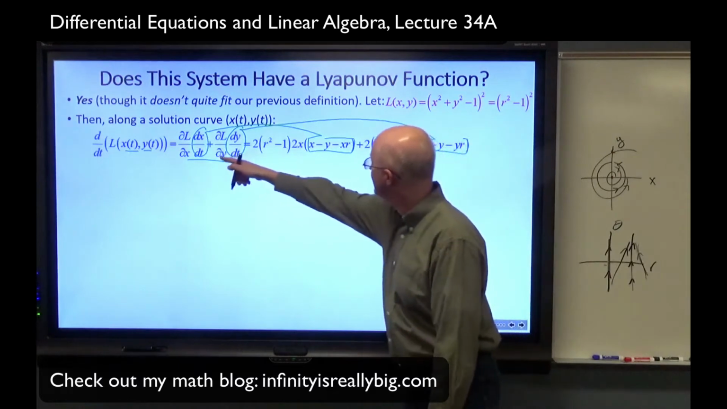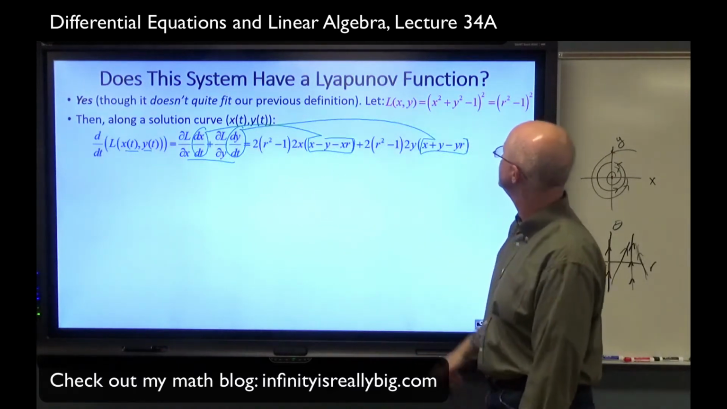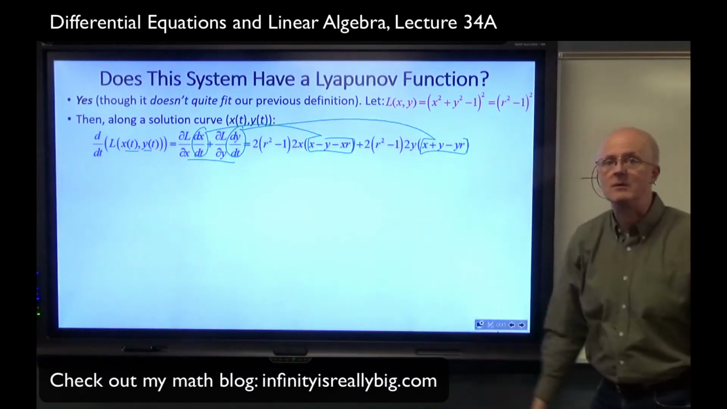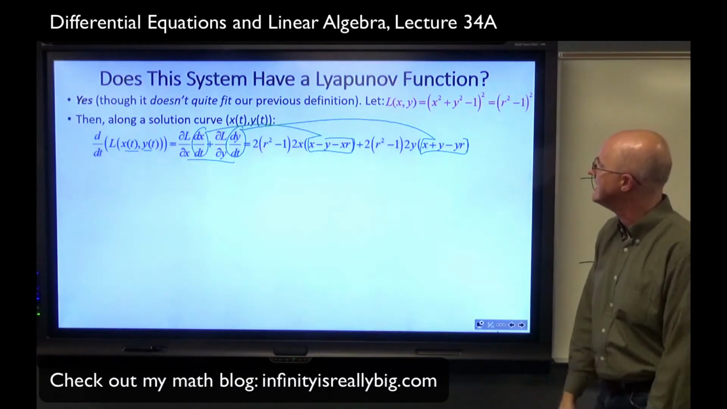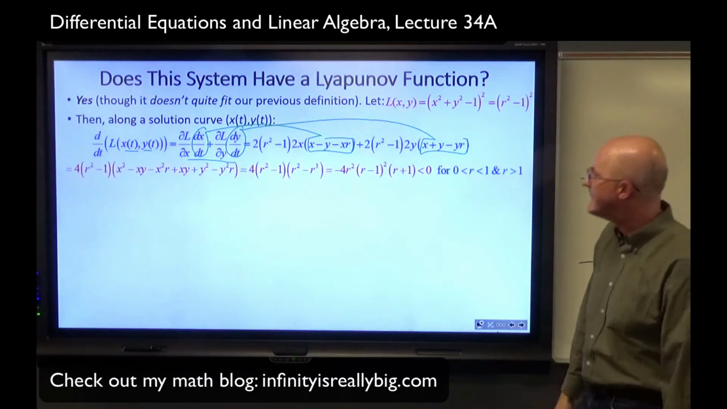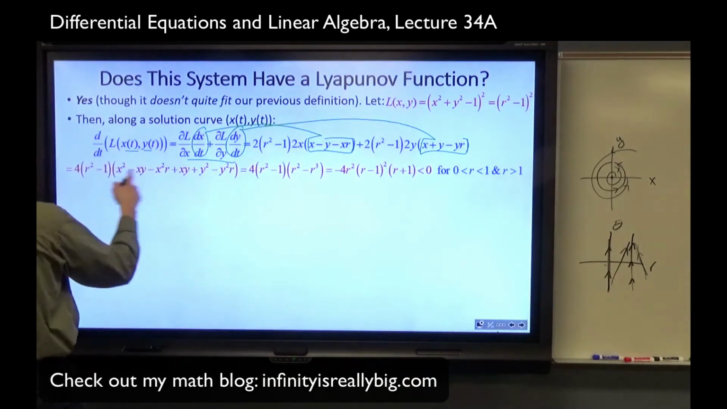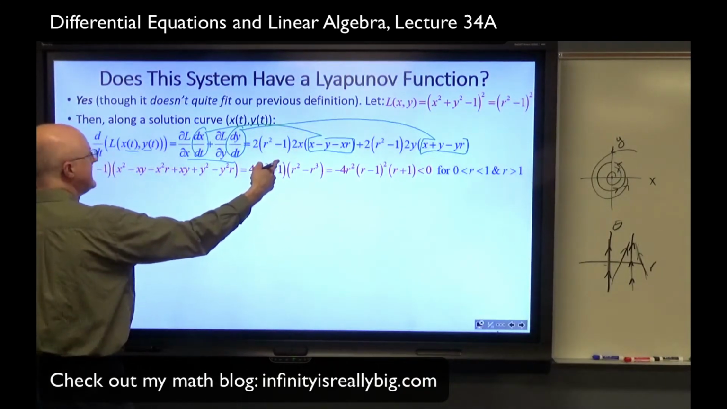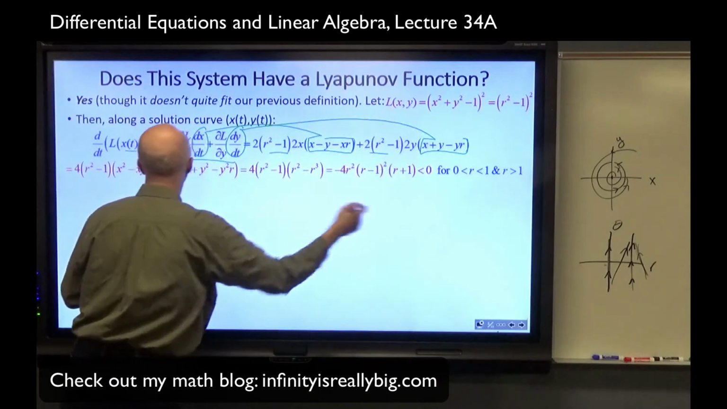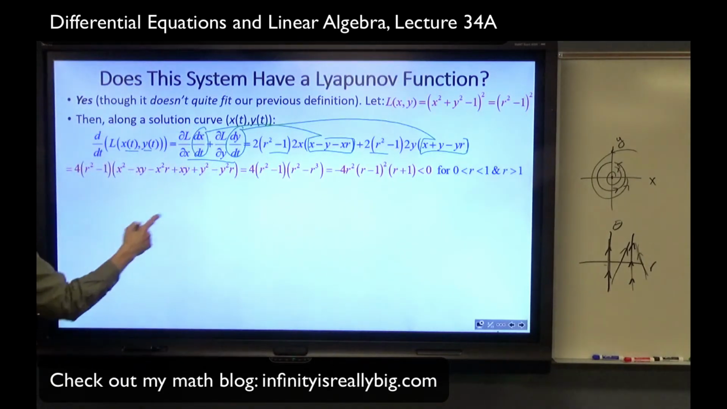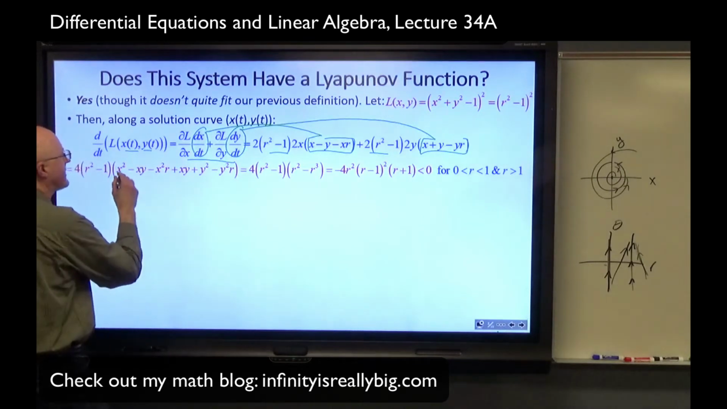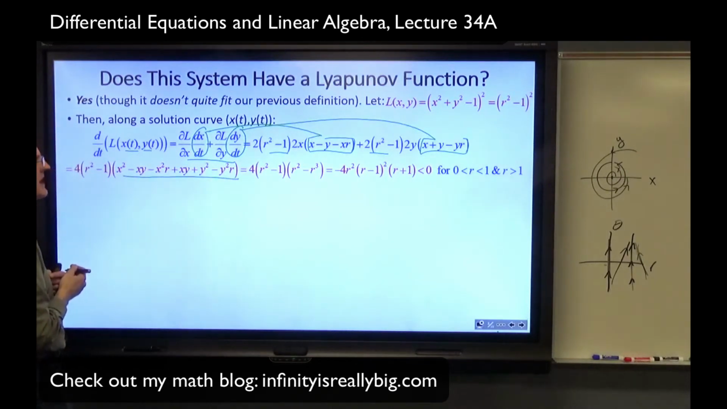I also need, again, to replace dx/dt and dy/dt with what they equal in terms of the differential equation. Now simplify. It's a bit tricky. 2 times 2 is 4. R squared minus 1 is in both terms. I factored it out. I also factored out a 4 in both terms. What am I left with after factoring out? I'm left with this.